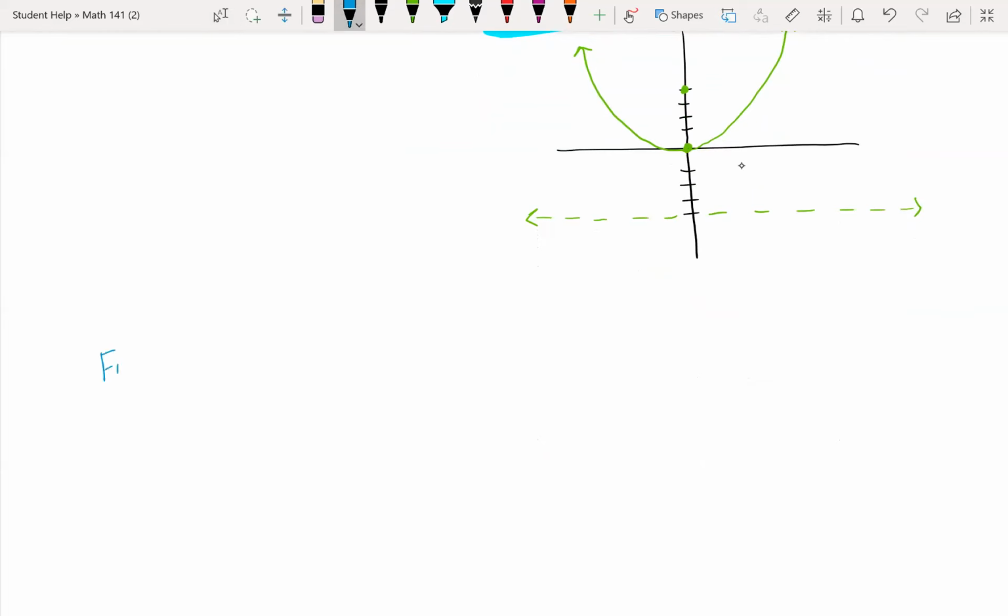Let's find the vertex, focus, and directrix of y squared plus 4x equals 0. And then we'll also graph, right?